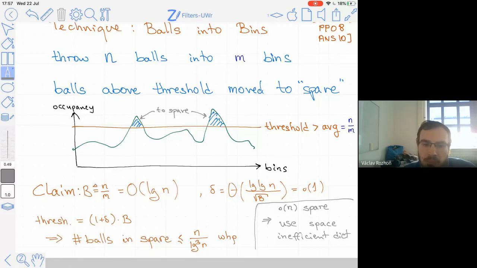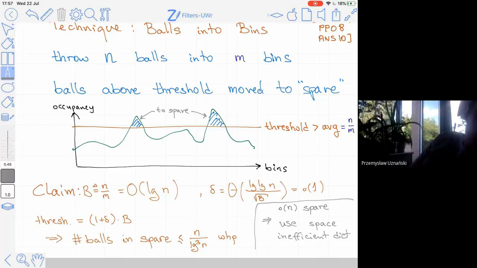Okay, Václav, this is for you. Open question: analyze the occupancy, even the maximum occupancy of bins, in the dynamic setting, in the power of 2 choices paradigm. This is an open question. The analysis is pretty weak.